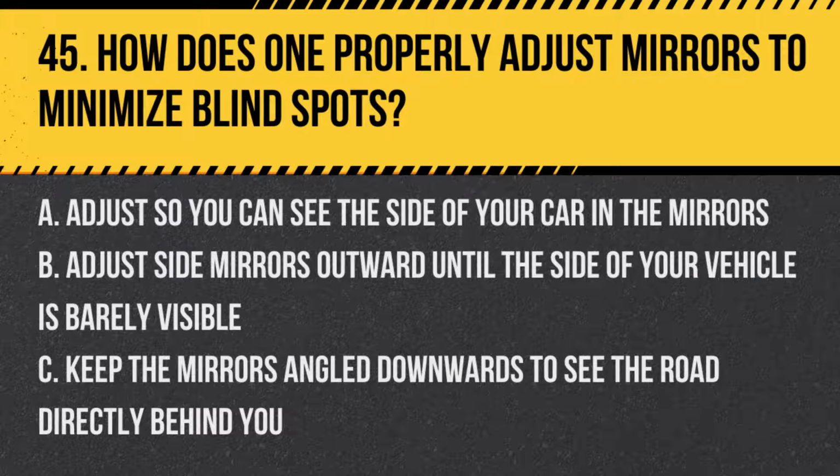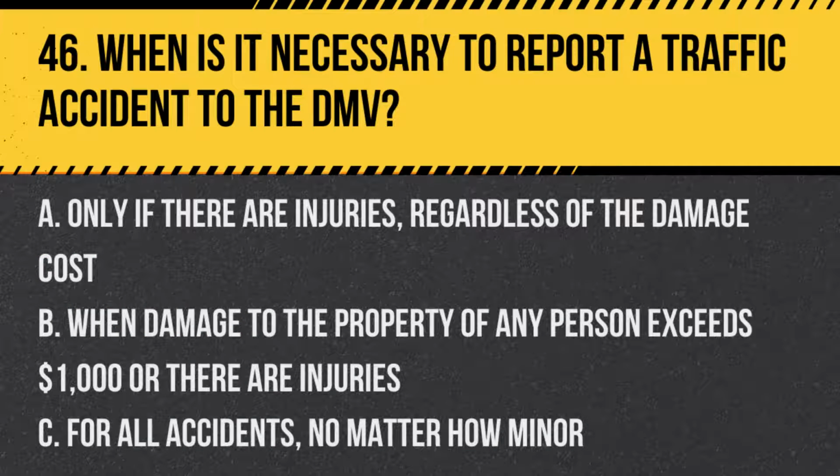Answer: B. Adjust side mirrors outward until the side of your vehicle is barely visible. This adjustment helps minimize blind spots, improving your ability to see other vehicles around you. Question 46. When is it necessary to report a traffic accident to the DMV?